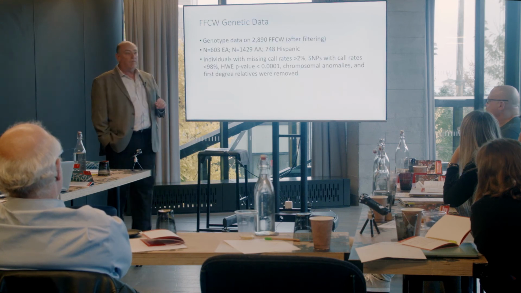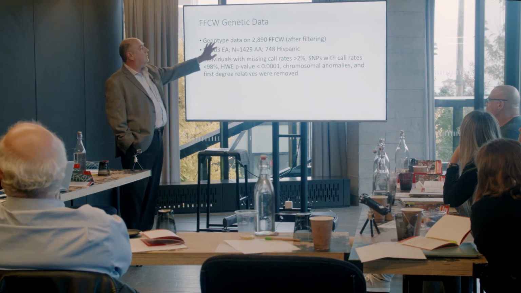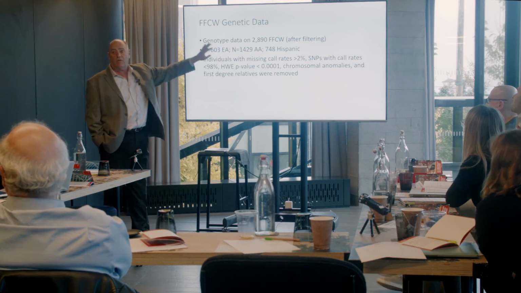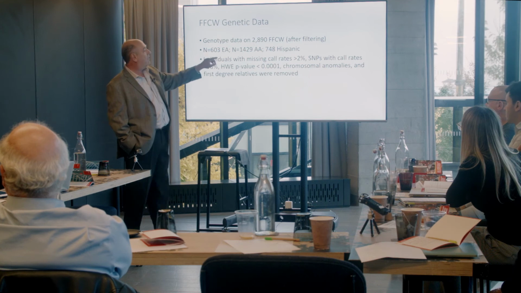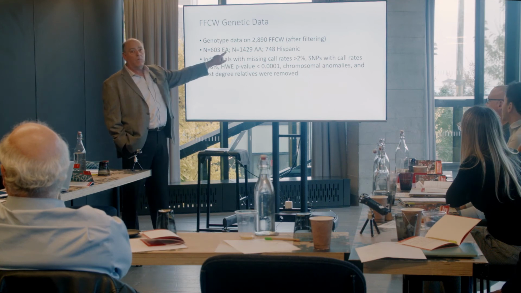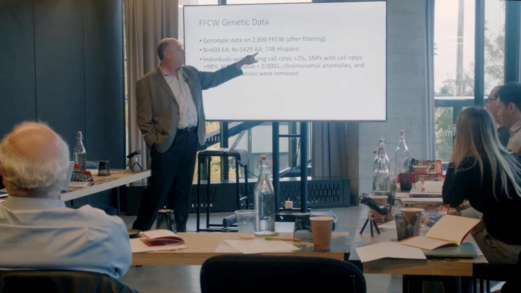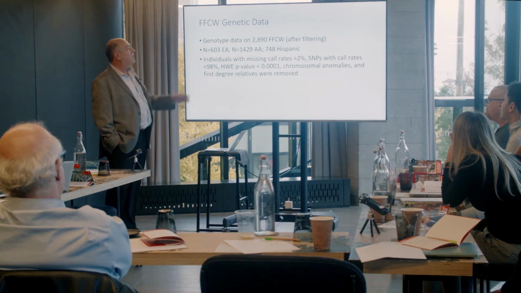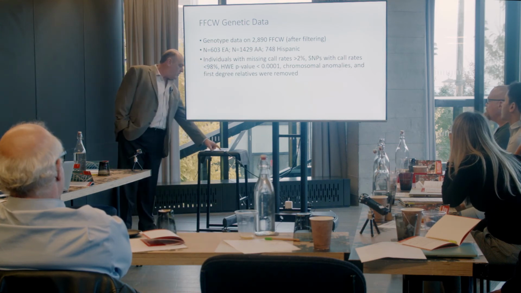So back to Fragile Families. We genotyped 2,900 of the kids. Here's the ethnic breakdown: 603 were European, 1,400 African American, 748. We used some filters that I'm going to spare you.